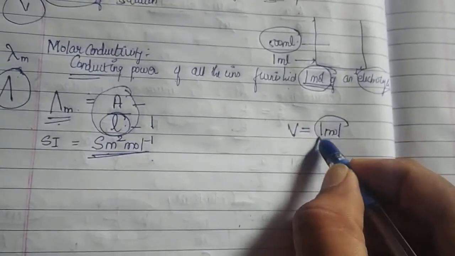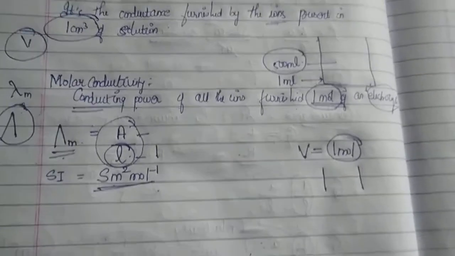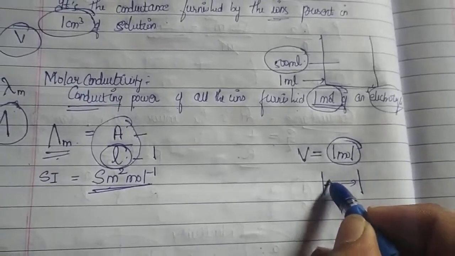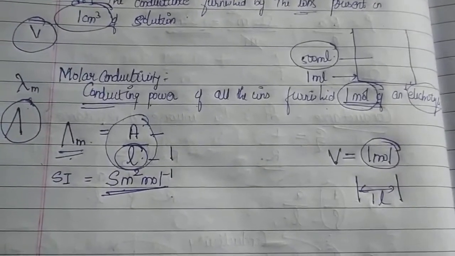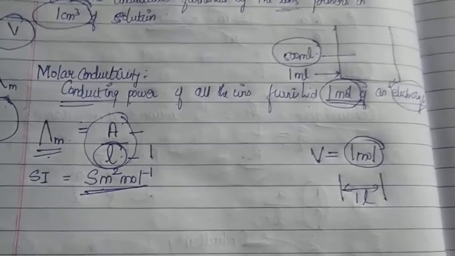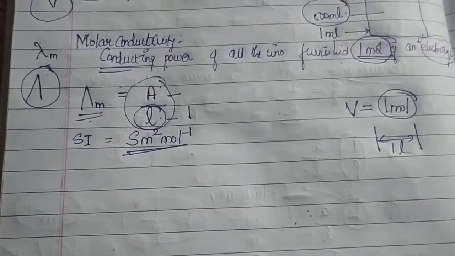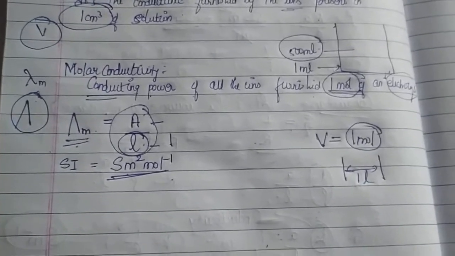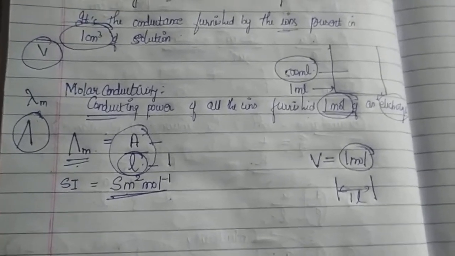And this 1 mole of electrolyte is placed between the two electrodes, which have an area of cross section A, and the distance between these two electrodes is 1 meter or 1 centimeter. Generally we say it as unit length, because we don't know the specific units. It could be 1 centimeter, it could be 1 meter. Whatever the variation is, it will be kept as 1 itself. Is that clear? Generally it is in the range of 1 centimeter.